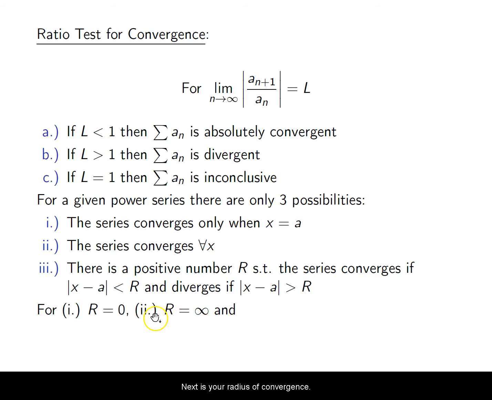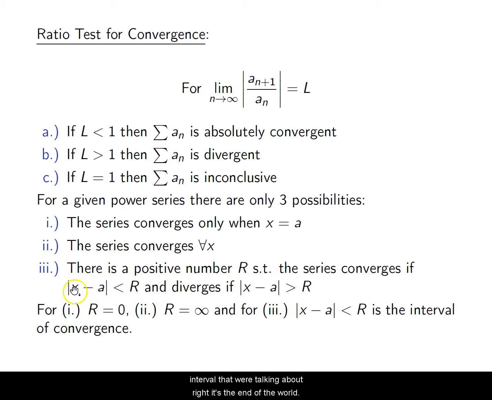Next is your radius of convergence is for every x, so your radius is infinity, right? You're convergent everywhere on the real number line. And then here, your radius of convergence is just this interval that we're talking about, right? It's the interval of convergence.